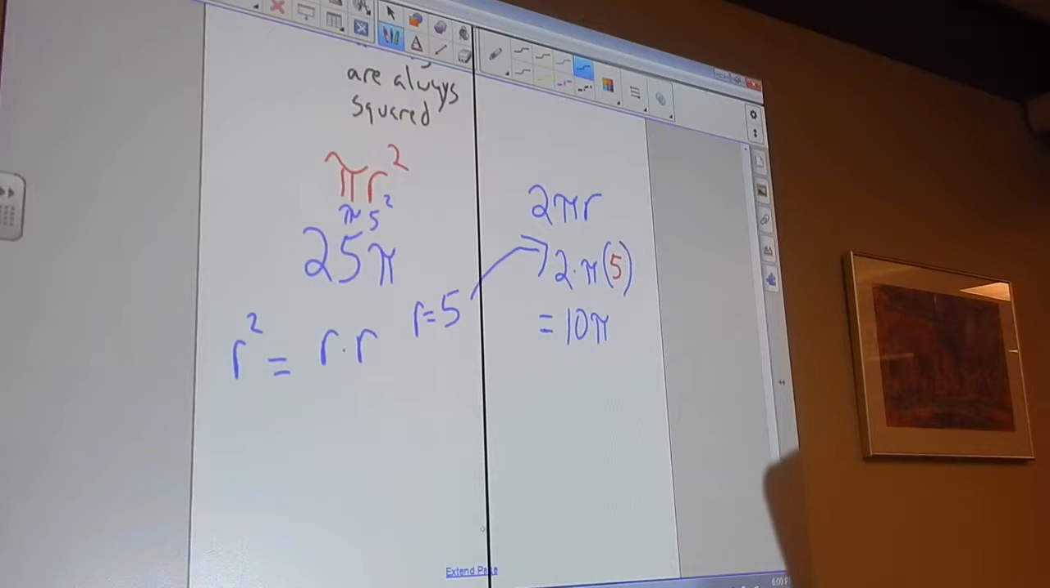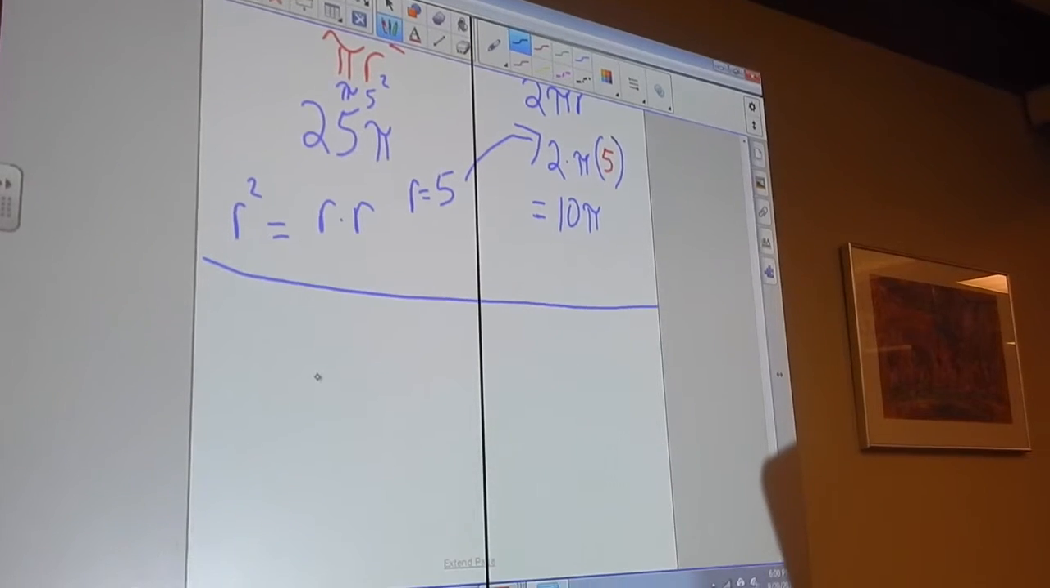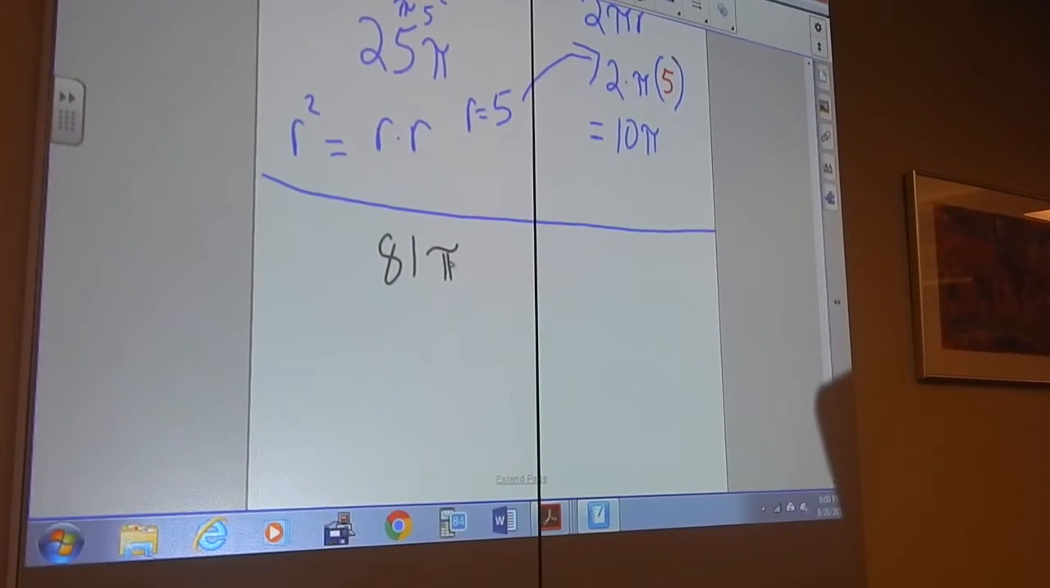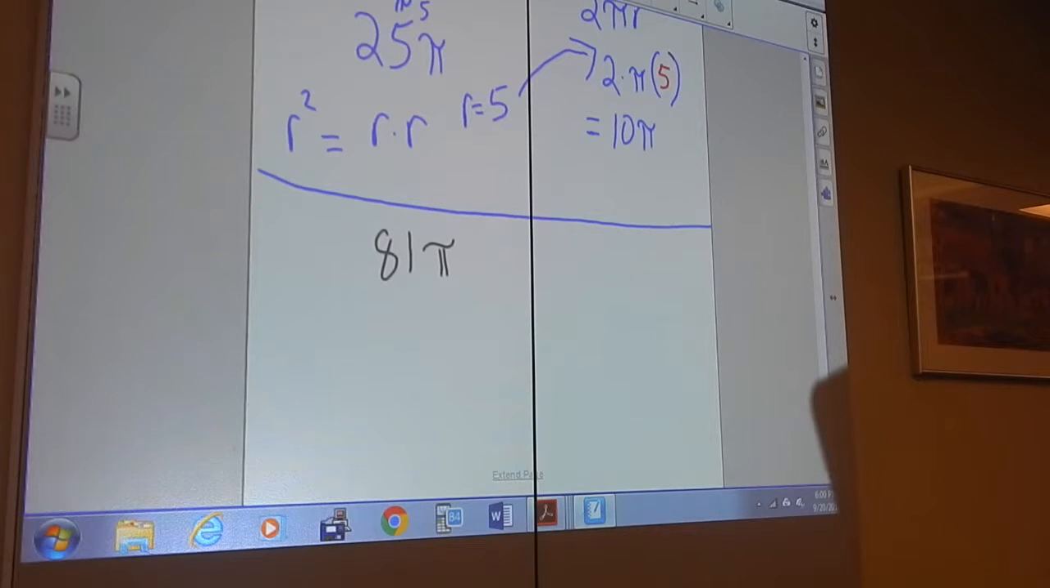Other things we need to know. Let me give y'all one of these real quick. It should be a pretty quick one. You don't even have to do the minute thing because I think y'all will do it in 30 seconds. Same direction. Let's say the area is 81 pi. Then what's the circumference?